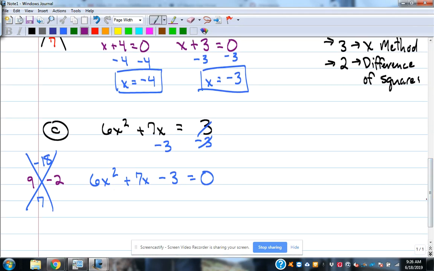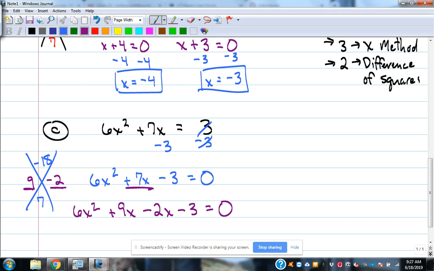We can't take the shortcut on this one because we got something in front of the x squared. So this is where we're going to make that into a grouping problem. So we're taking 6x squared, and I'm going to put plus 9x minus 2x minus 3. Okay. I'm replacing that 7x in the middle with the pieces from the sides of my x. That's how we did that.